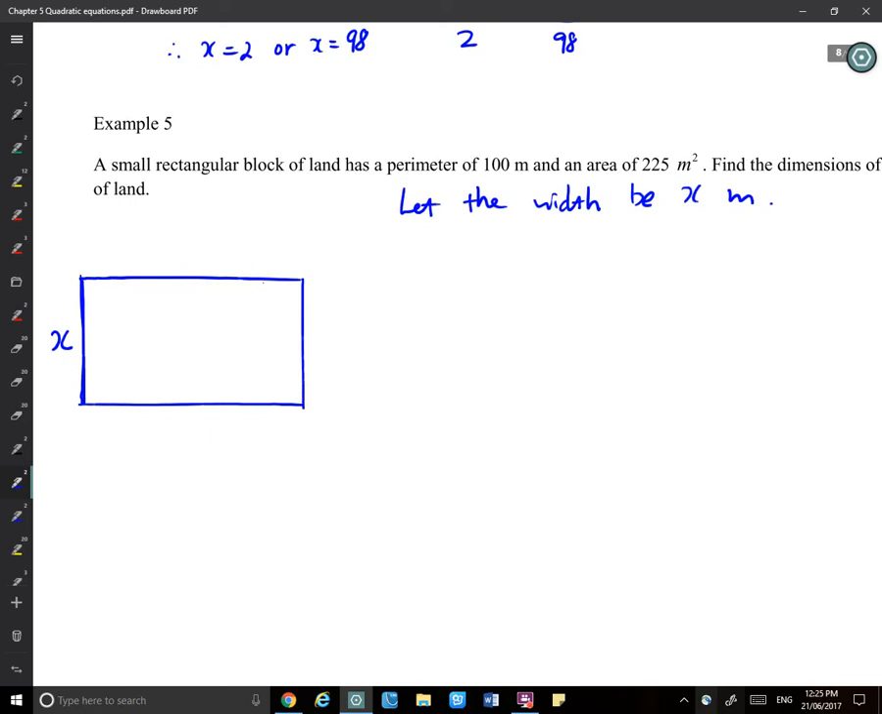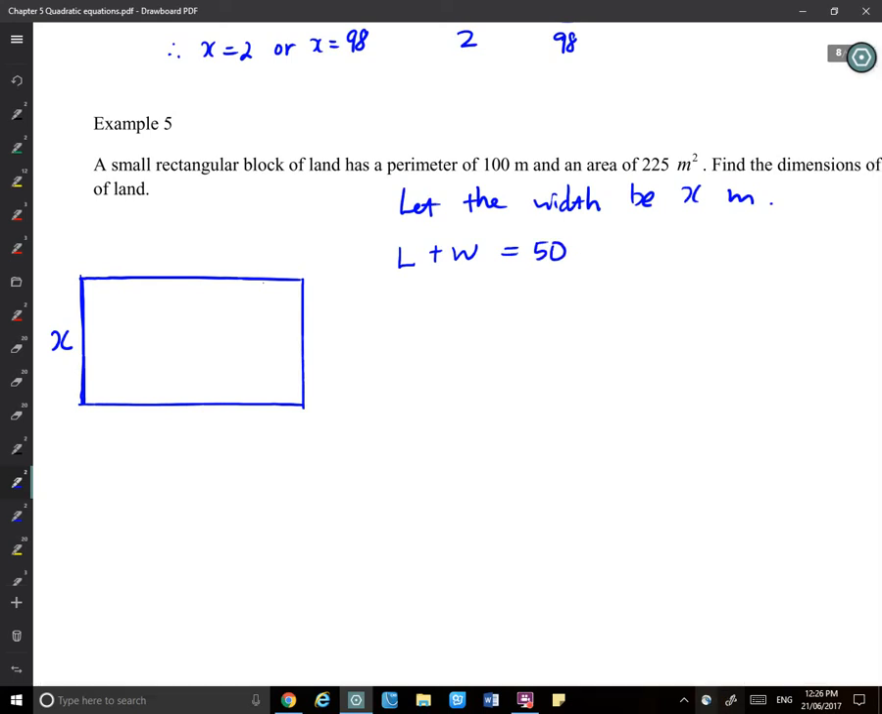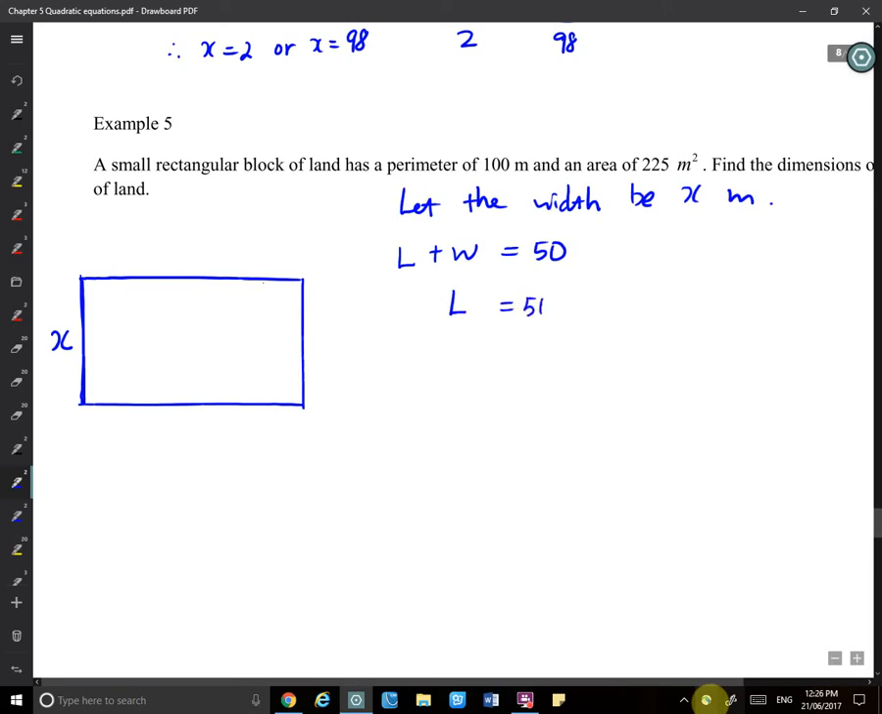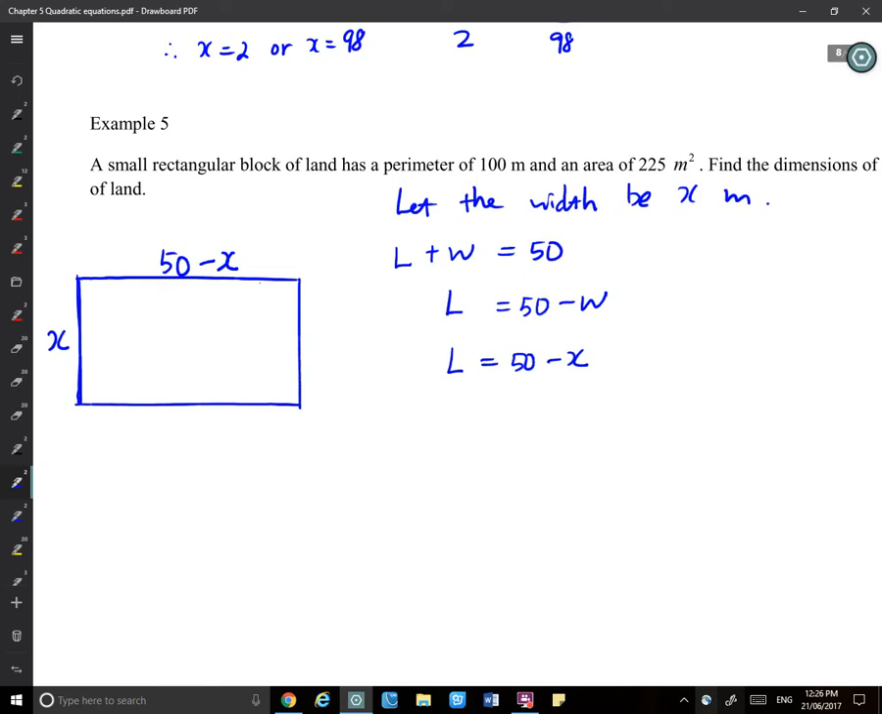Now your width is x. What should your length be? 50 minus x. Your length plus width equals 50 because the perimeter equals 100. Length will be 50 minus the width, so the length will be 50 minus x. You need to find length and width all in terms of x.